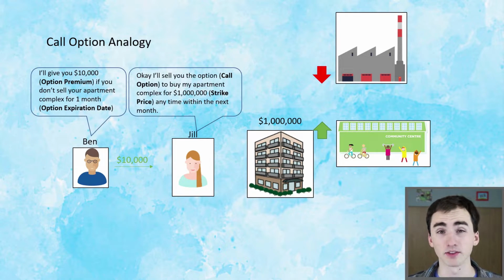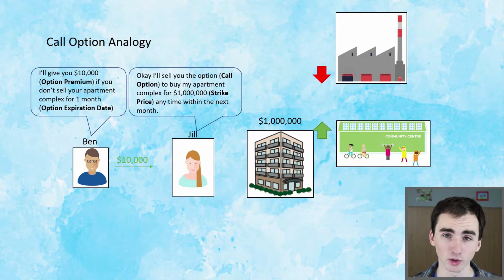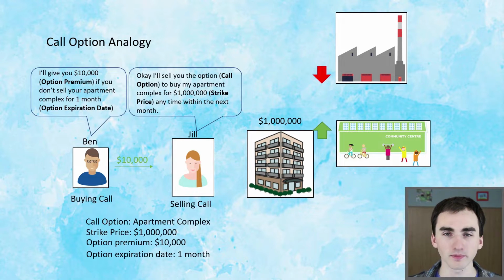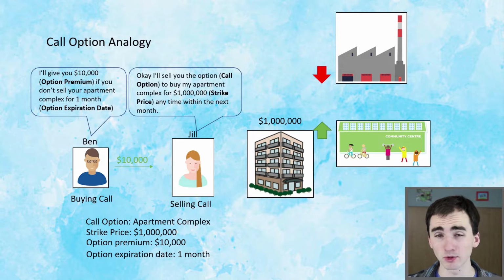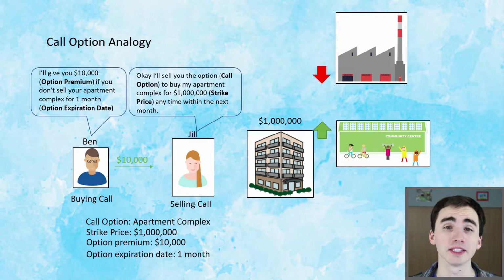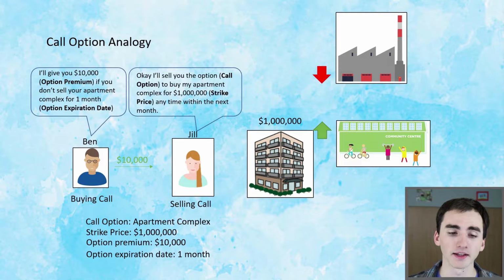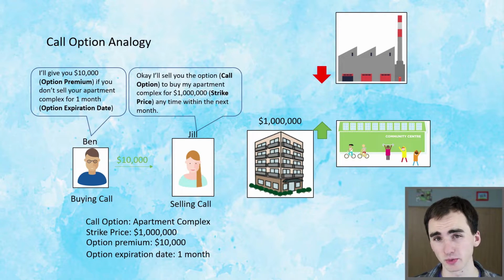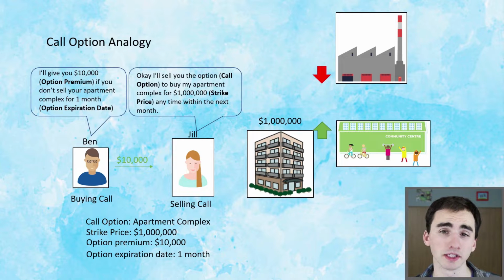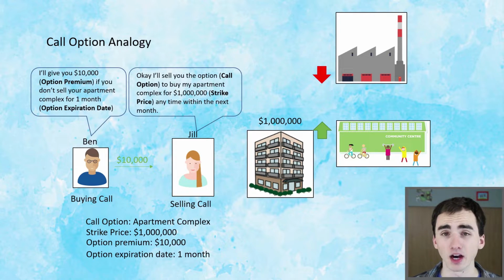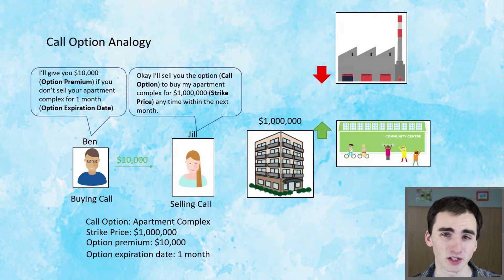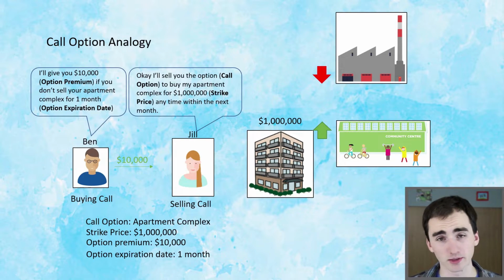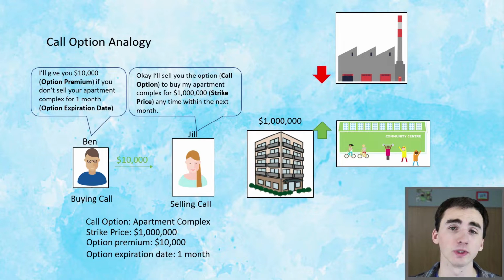So then Ben gives Jill $10,000 and he gets that agreement or call option in return. So to sum it up, Ben would be buying a call, Jill would be selling a call, and the call option would essentially be the apartment complex with a strike price of $1 million. And then the option premium on that call would be $10,000. And then the option expiration date, as they decided, would be 1 month.